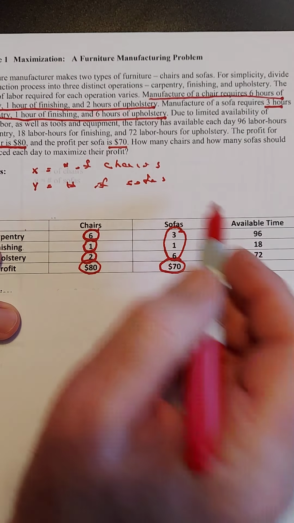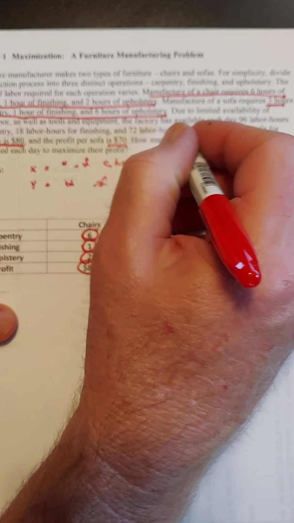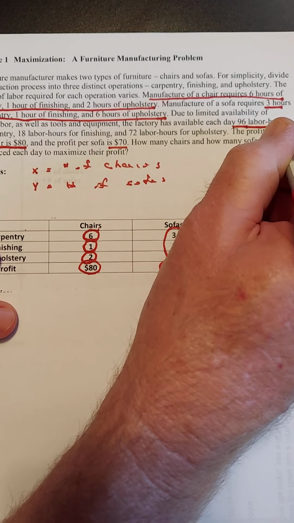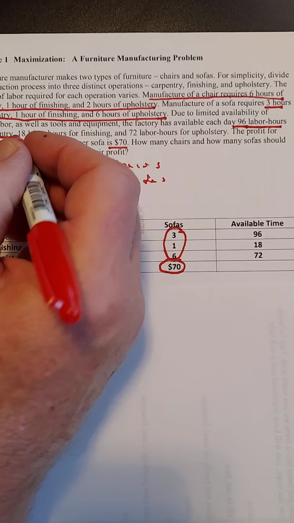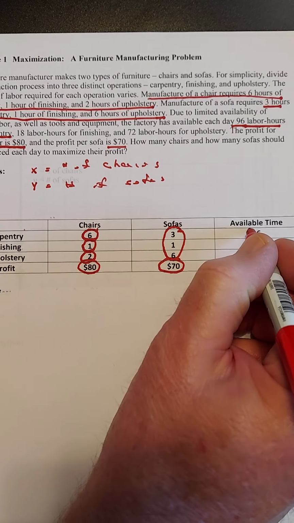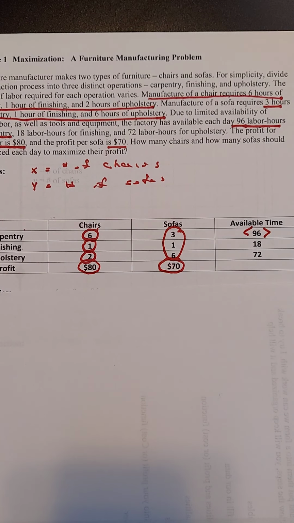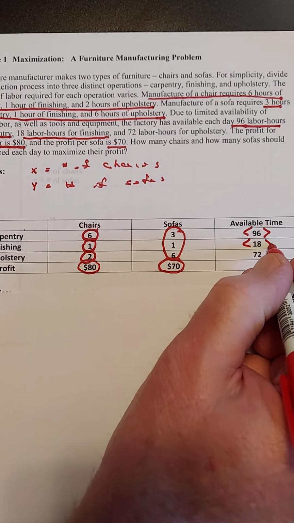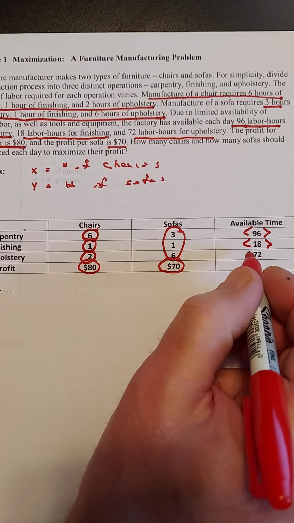Okay, and then these other numbers are probably hard to understand at times, but the factory has limitations. So 96 right there, there's 96 hours available for carpentry. I guess the easiest thing is, let's say carpentry means you got a carpenter. Maybe he's only allowed to work 96 hours each day. Or maybe there's a couple of them, but the total is there's only 96 available. So that goes there. You've got 18 for finishing, so that's where this one comes from. And then you got 72 for upholstery.